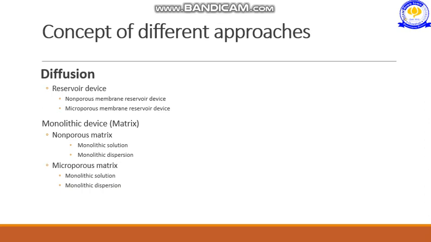Now the diffusion system is further classified into reservoir devices, and this is further classified into non-porous membrane reservoir device and microporous membrane reservoir device. Microporous can be classified into monolithic type device. Monolithic matrix device is again classified into non-porous matrix. It is further classified into monolithic solutions and monolithic dispersions, and microporous matrix is further classified into monolithic solution and monolithic dispersions. So these are the classifications of a particular system called diffusion.